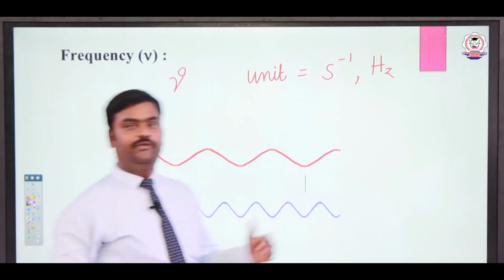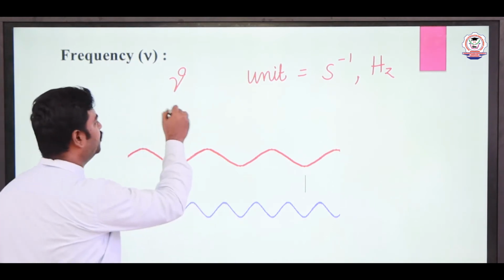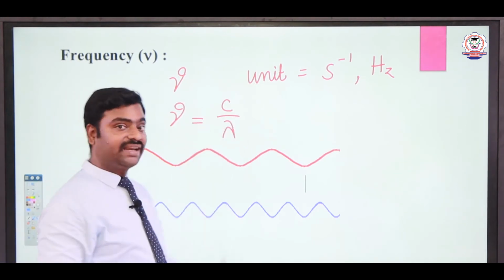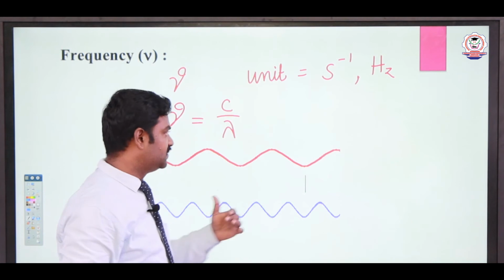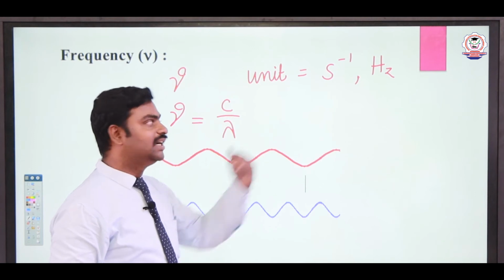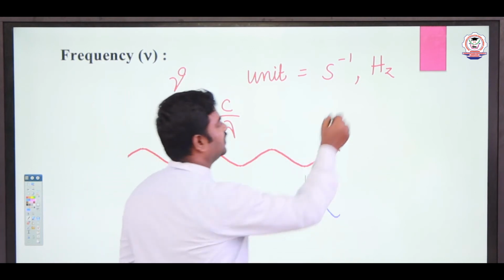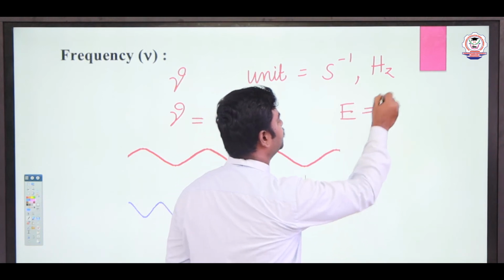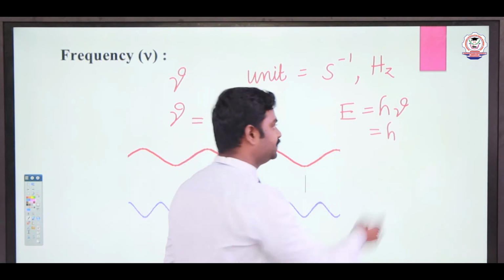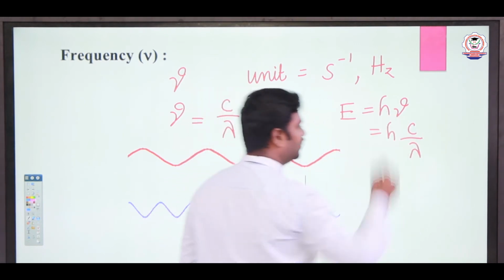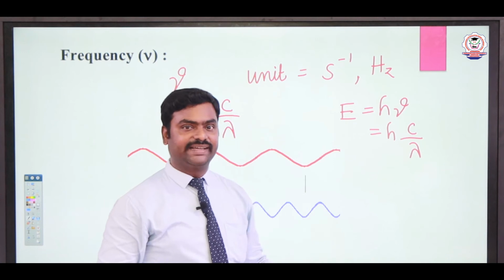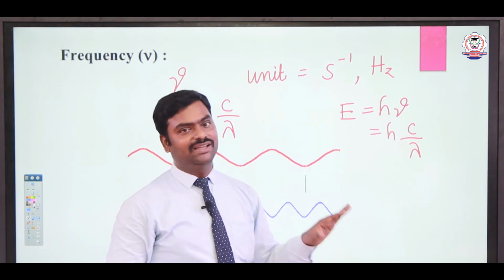Now we can relate wavelength with frequency. Nu is equal to c by lambda. This is the relationship between wavelength and frequency. So we can introduce this c by lambda value into Max Planck's equation, E is equal to h nu. So it will become E is equal to h c by lambda. So what about the energy and wavelength relationship? If the wavelength is more, energy will be decreasing. If the energy is more, wavelength will be lower.